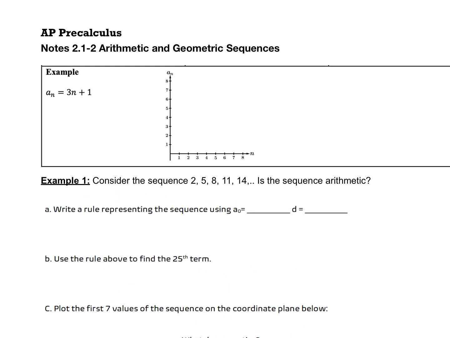All right, so let's take an arithmetic sequence, 3n plus 1, and we just want to plot the first few points. Can we plot the 0th term this time? Sure. We've got n and a sub n. So if I want the 0th term, I'm just going to plug in 0. What did it give me? 1. If I plug in 1 for the first term, what would that give me? 4. And let's just do one more. If I plug in 2, 7. Okay. So we could plot those points: 0, 1; 1, 4; 2, 7.